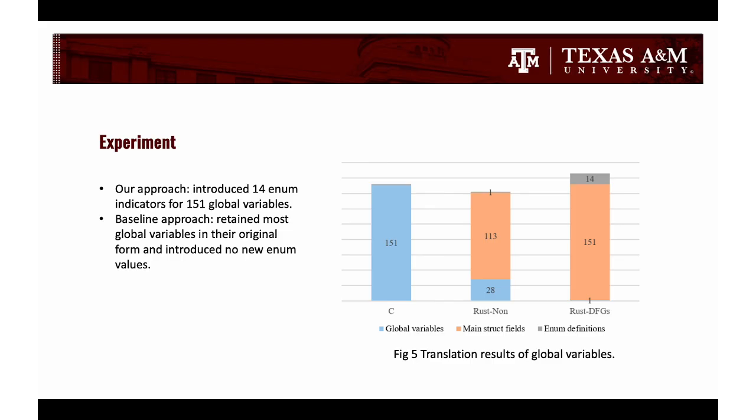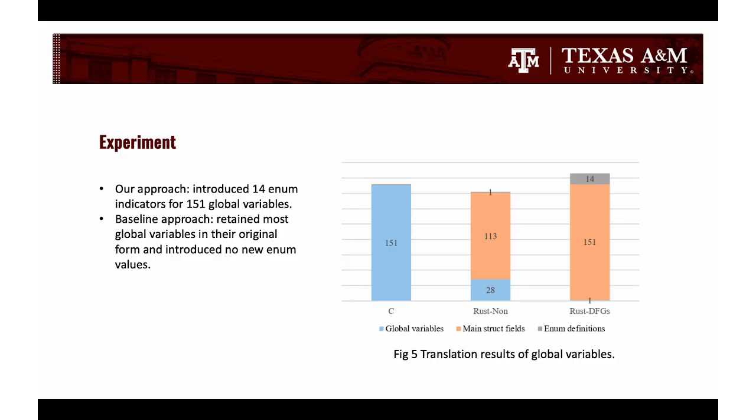As instructed in our prompts, for certain global variables passed as parameters to functions or stored in other structs, our methods create enum indicators at the declaration stage. Among all 151 global variables, our approach introduced 14 enum indicators, and this highlights the necessity of these indicators to prevent multiple mutable borrowing. By contrast, the baseline approach lacked the data flow information required to trigger enum generation, and it introduced no new enum values.